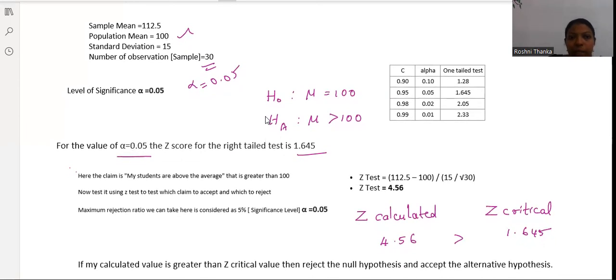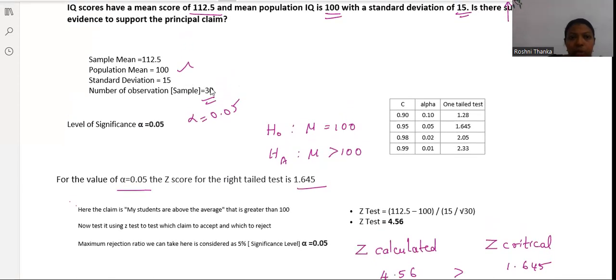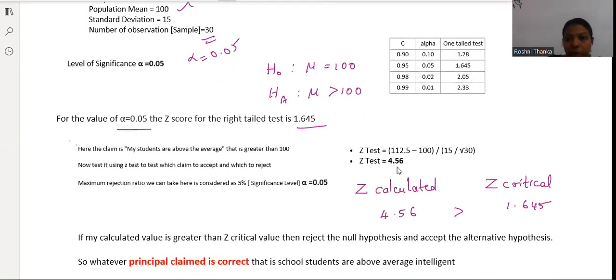Now we apply these values to the formula. When you substitute all these values, you will get the z-score value as 4.56. Now, using this z value, we want to prove which hypothesis is correct. The calculated z-score value is 4.56. For this level of significance, what is the critical value we got? You would have learned this in school maths. 1.645 is the critical value.